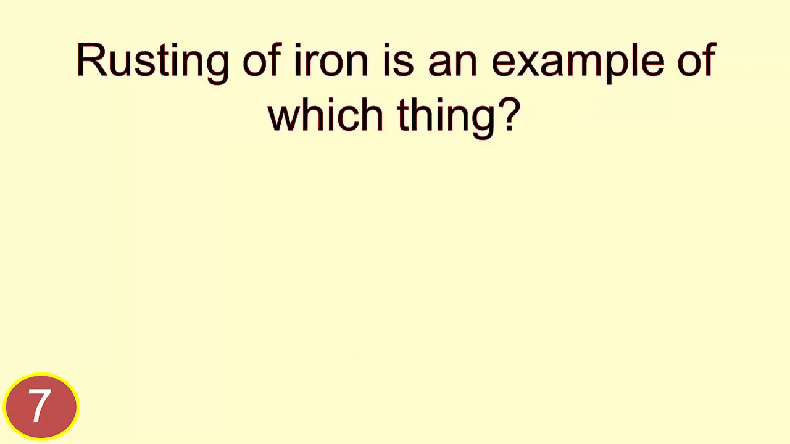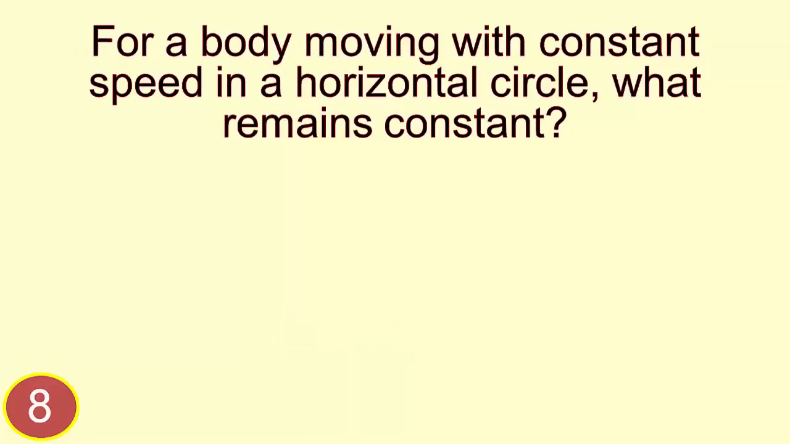Rusting of iron is an example of which thing? Answer is slow oxidation. Rusting of iron is a redox reaction. During rusting, iron combines with oxygen in the presence of water. For a body moving with constant speed in a horizontal circle, what remains constant?